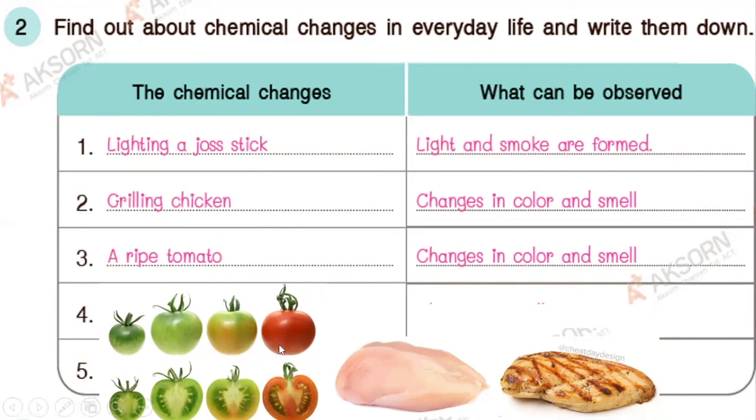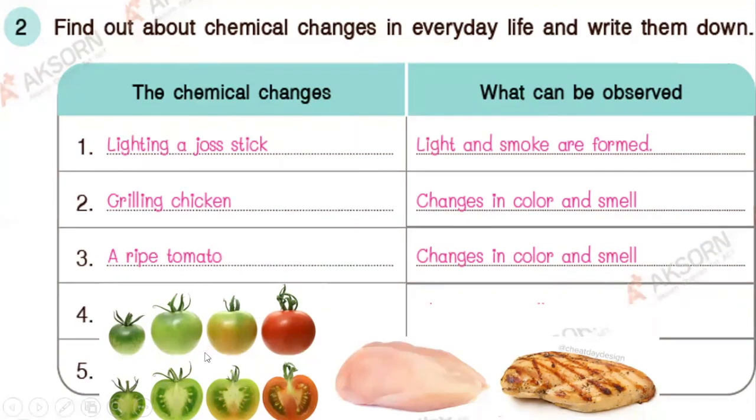Okay, again, if your mother has raw and ripe tomato in the kitchen, you can come and check how they smell different and look different in color. All right, so write it down, please. When you finish writing, I ask you to complete this table. Number 4, chemical changes, and number 5, chemical changes, and what can be observed. Give me 2 examples that you can observe in everyday life.